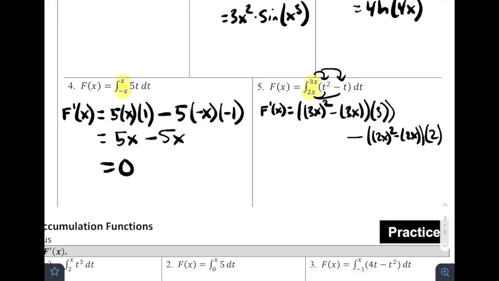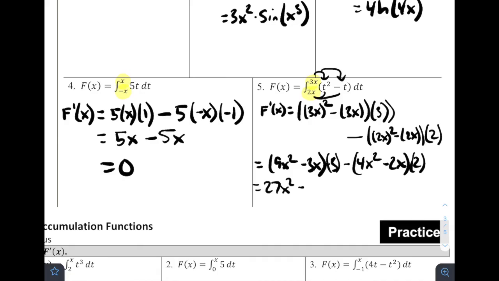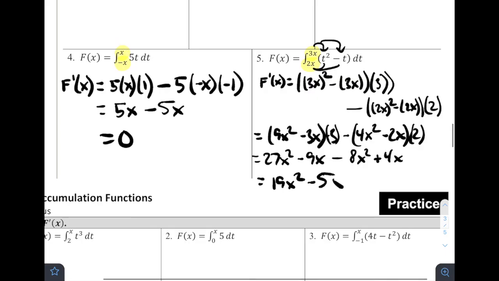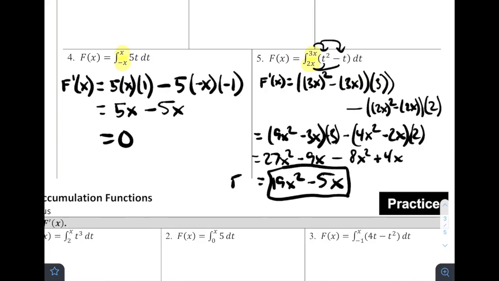So if we try to simplify, let's see what we've got. So we've got 9x squared minus 3x times 3 minus 4x squared minus 2x times 2. And so that's going to be equal to 27x squared minus 9x minus 8x squared plus 4x. Got to be careful here. We've got a subtraction and a subtraction, so that's why we're adding right here. And then we're going to combine our like terms. So we've got 19x squared, and then minus 5x. So that is what our derivative capital F prime of x would be equal to.